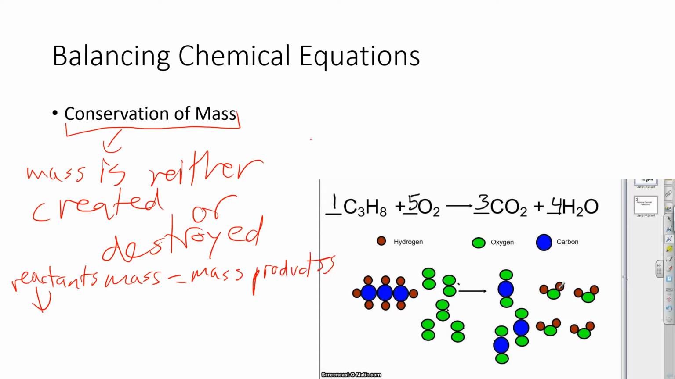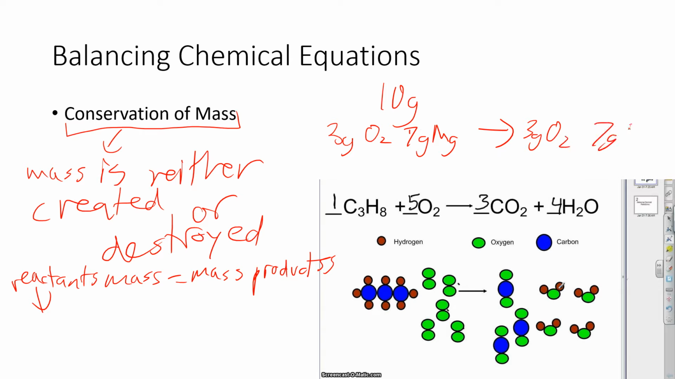If you started with 10 grams of some substance, maybe 3 grams of, just for example, oxygen gas, and 7 grams of, I don't know, magnesium solid. At the end of the day, once the reaction goes through, you should still have 3 grams of oxygen gas and 7 grams of magnesium oxide, right? Because the oxygen still has to be there. Mass cannot just disappear. Right, so that's conservation of mass. Mass is neither created nor destroyed. And when we balance chemical equations, we're really just making it so that we follow the conservation of mass.